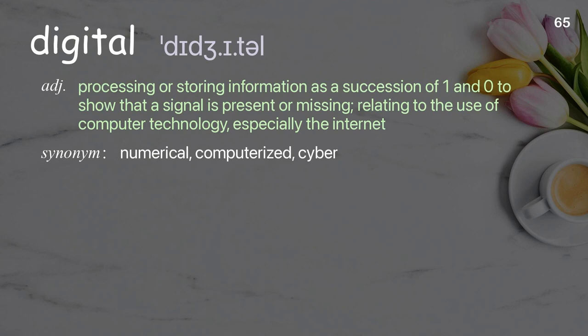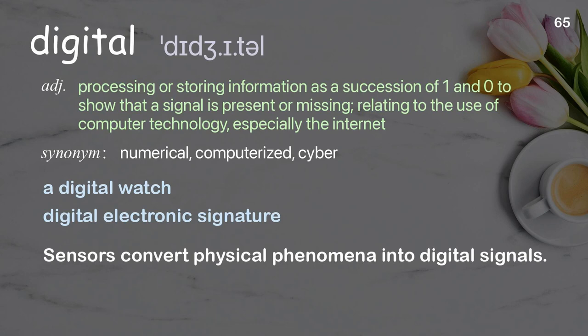Digital. Processing or storing information as a succession of 1 and 0 to show that a signal is present or missing, relating to the use of computer technology, especially the internet. Examples: a digital watch, digital electronic signature. Sensors convert physical phenomena into digital signals.